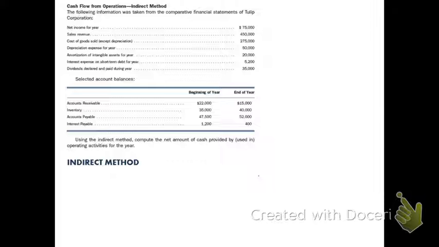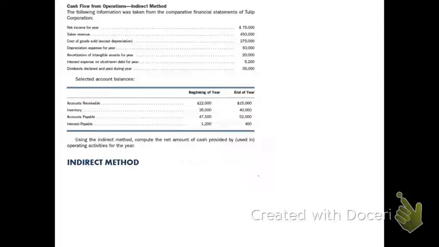The purpose of this video is to review the two methods for creating the operating section of the cash flow statement, specifically the indirect and direct methods. Recall that the indirect method begins with net income, makes adjustments for non-cash expenses, and then makes adjustments for any changes in the operating assets and liabilities of the company.